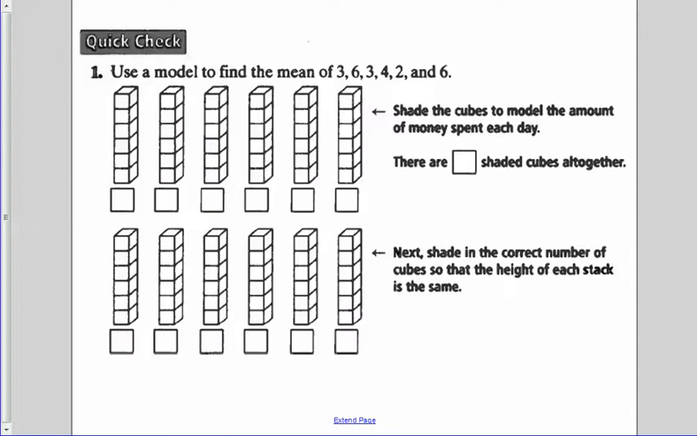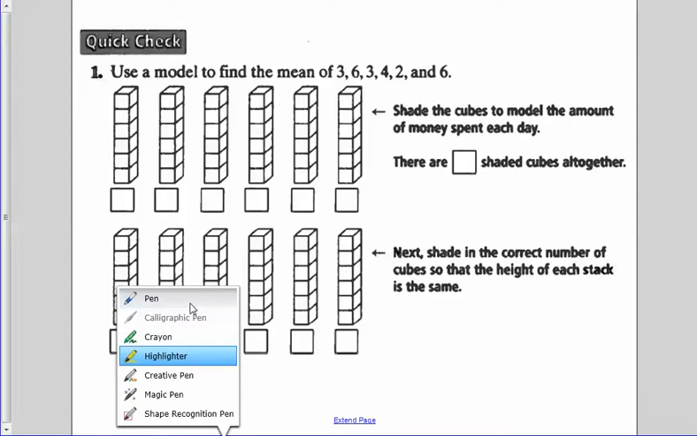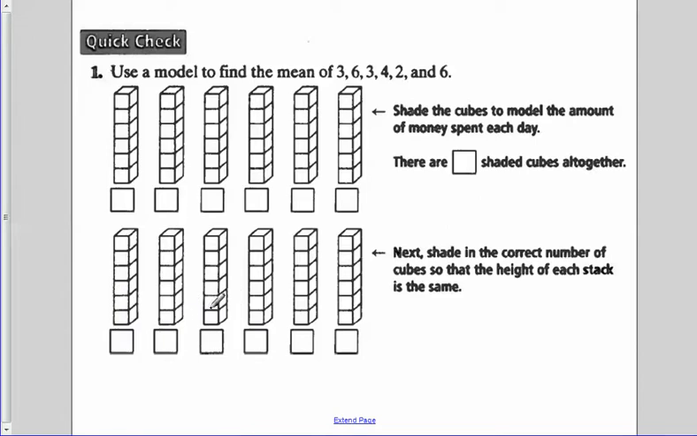Alright, same idea. Now I want you to go through using the model to find the mean of 3, 6, 3, 4, 2, and 6. Go ahead and pause and calculate that, and then we'll check here in a second. Alright, so you should have filled in 3, 6, 3, 4, 2, and 6. And we could shade those in, 3 for each. There's 6 in a column, so it's that whole column. There's 3 shaded in this one, 4 in here, 2, and then this whole column again for 6.